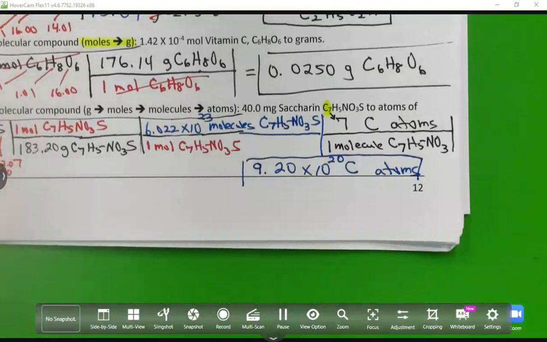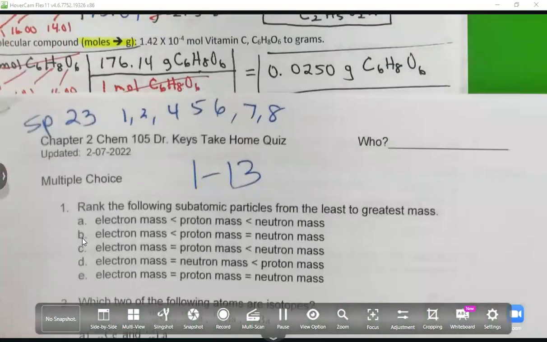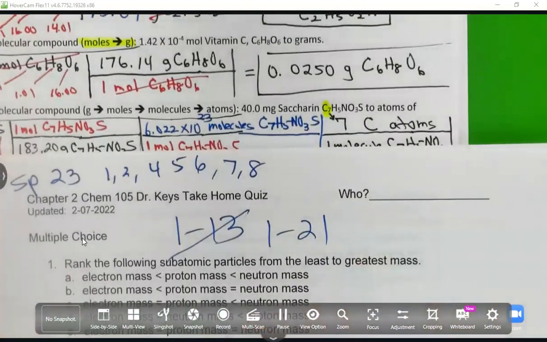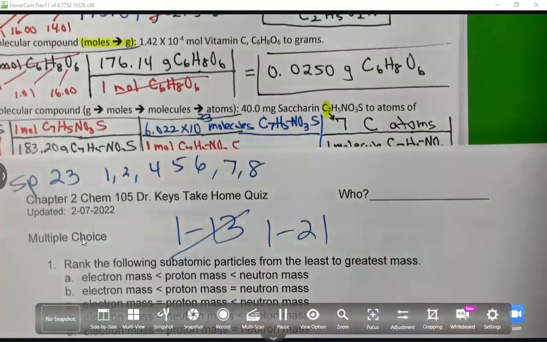That will get you poking around in OWL for sure. That means you can get through 1 through 21 on this quiz now. 1 through 21 in that quiz.